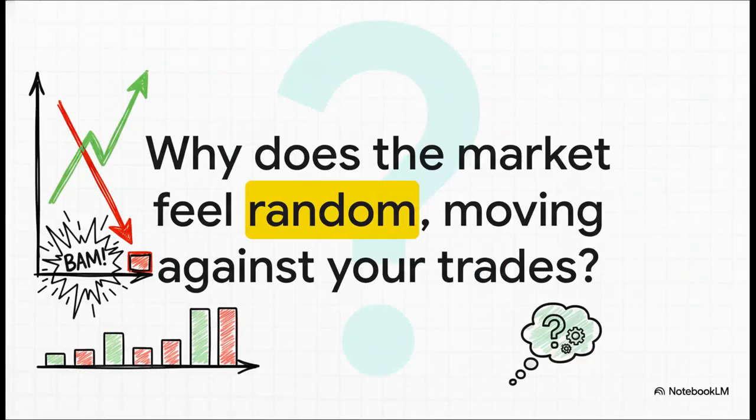Have you ever been there? You're in a trade, everything looks absolutely perfect, the setup is clean, and then bam, the market just whips around out of nowhere and smacks your stop loss. It feels completely random, right? But here's the thing. What if it's not random at all? What if there's a predictable, hidden logic behind those sharp, frustrating moves?